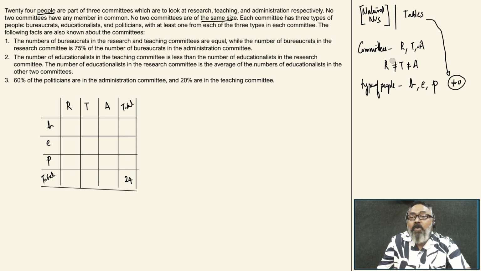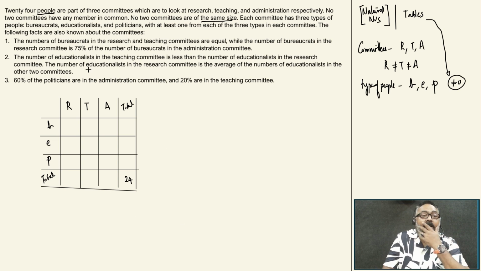A few things that we know: R is not equal to T is not equal to A. These three values are different. What we also know is that I can't see any zero because it is mentioned that there is at least one from each of the three types in each committee. That means that I cannot find zero anywhere else. So there is no zero anywhere else.